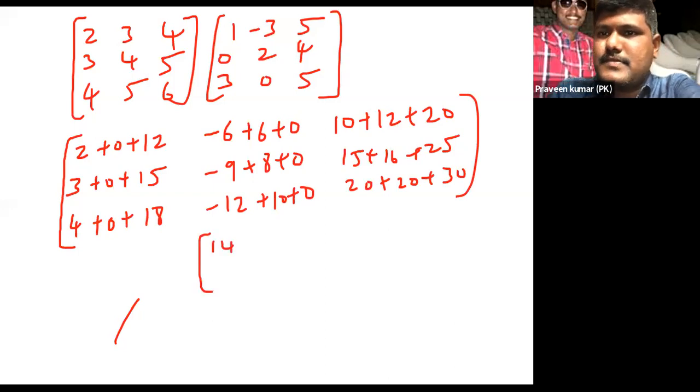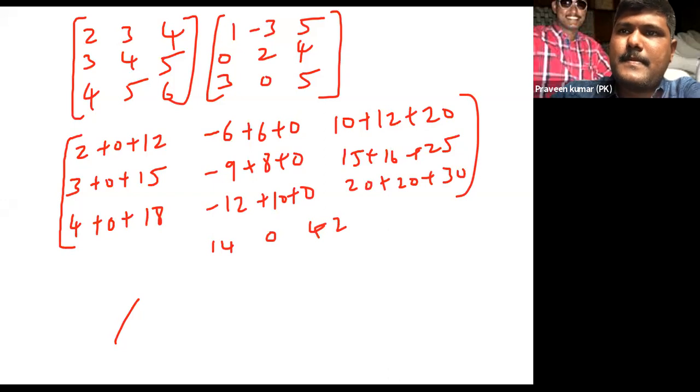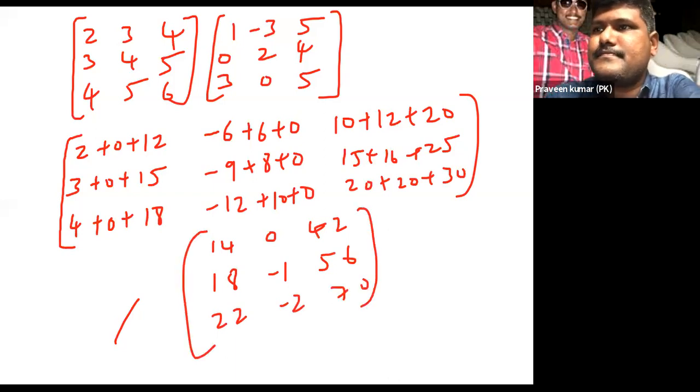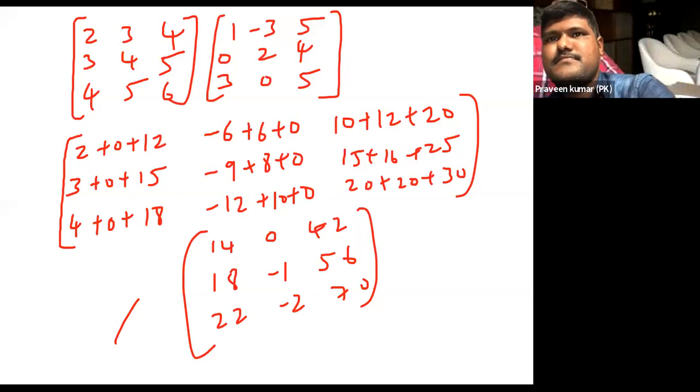14, 0, 42. Minus 1, 56. 22, minus 2, 70. Everyone got the correct answer? Please check it once.